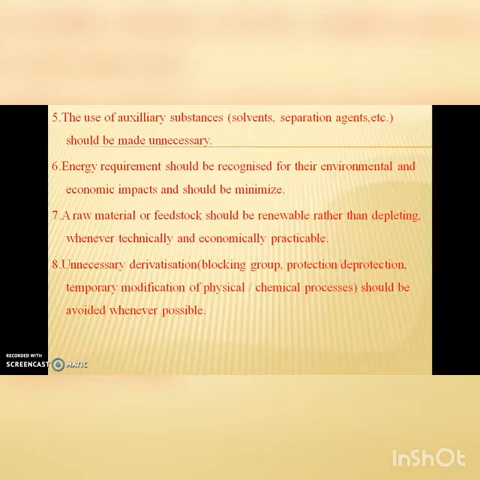The seventh principle is that raw material or feedstock should be renewable rather than depleting, whenever technically and economically practicable. The starting materials can be obtained from renewable or non-renewable sources. For example, petrochemicals are mostly obtained from petroleum oil, which is a non-renewable source since its formation takes millions of years. Starting materials obtained from agriculture or biological processes are renewable materials, for example, carbon dioxide and methane gas.